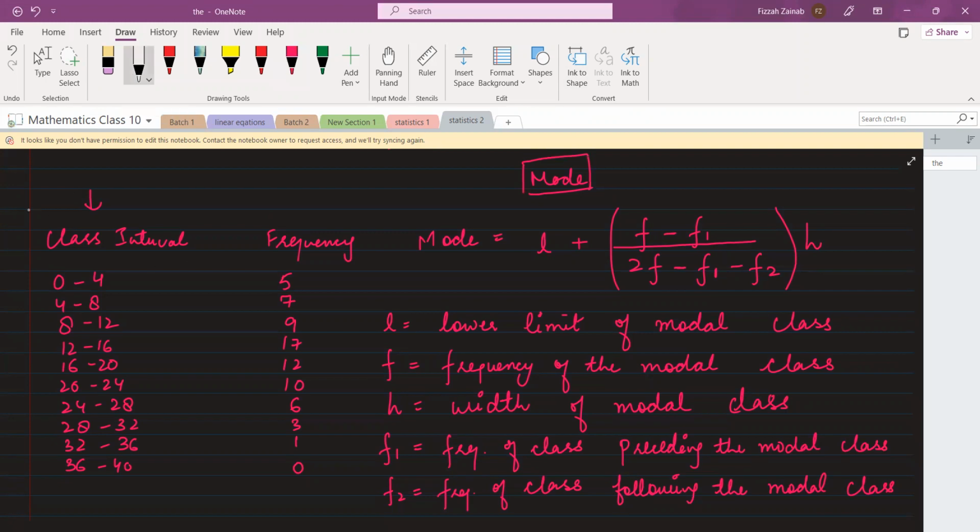So this is just an example I've taken. With the help of this example, I'll explain to you how to find the mode, but you write down this thing.